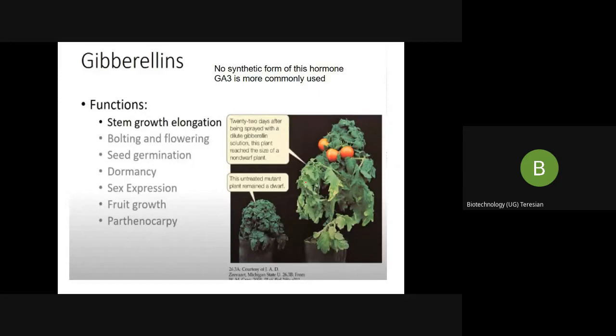One more thing you have to remember: in gibberellins, there are no synthetic forms. Like in auxin, we said there are man-made, artificial auxins like naphthalene acetic acid and 2,4-D. But here, no synthetic form of this hormone is present. Of all the gibberellins, GA3 is the most commonly used in plant tissue culture. So what is its function? Stem growth and elongation, then bolting and flowering.